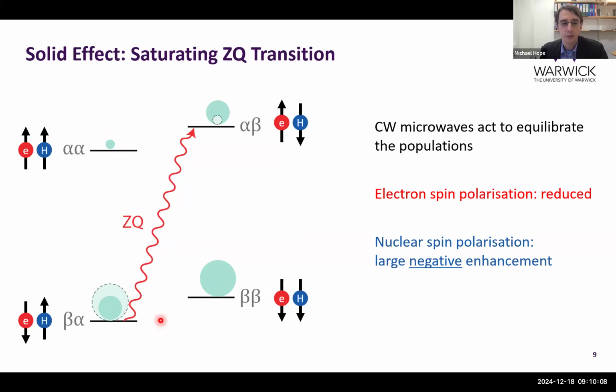And this polarization we develop here, if we saturate the zero quantum transition, is opposite in sense to Boltzmann. By Boltzmann, we'd expect the lower energy to be higher populated than the right. And so this is a negative enhancement. It's in the opposite direction to the thermal polarization of our nuclear spins.